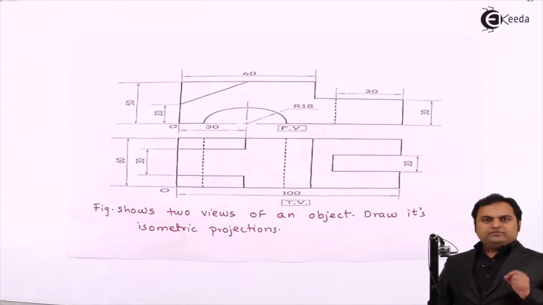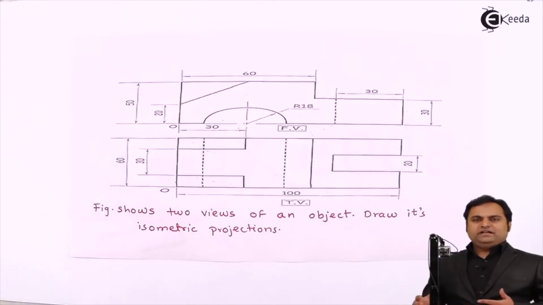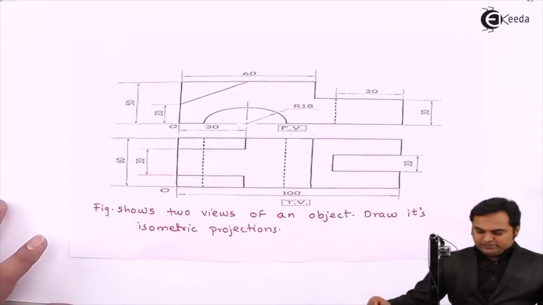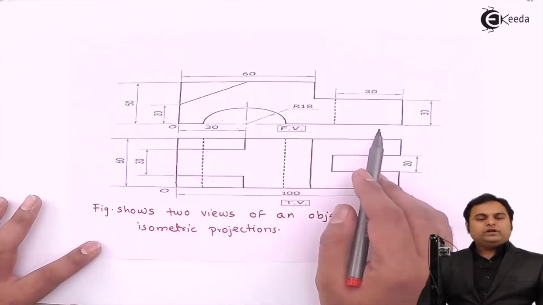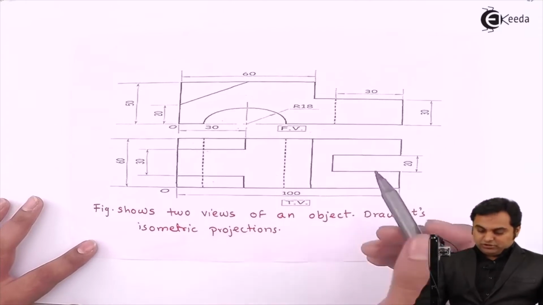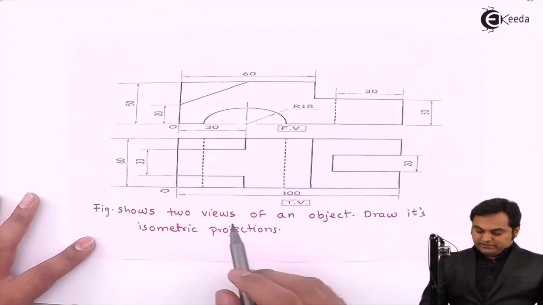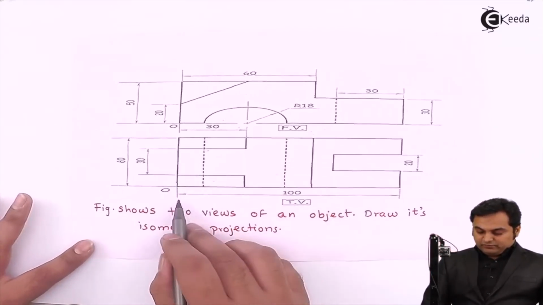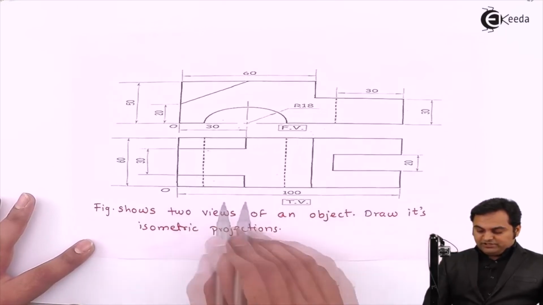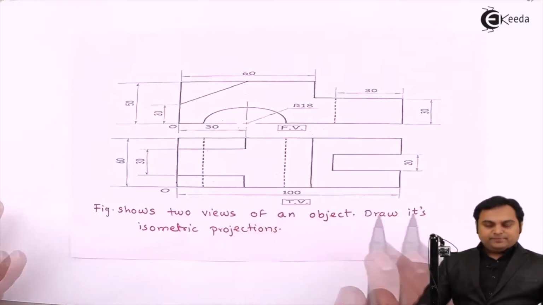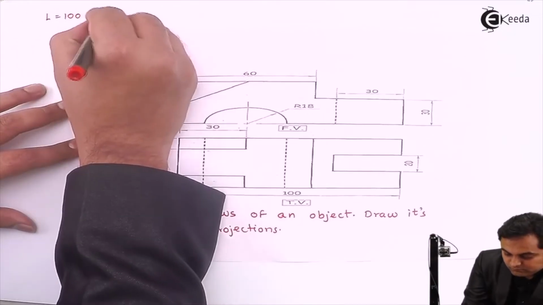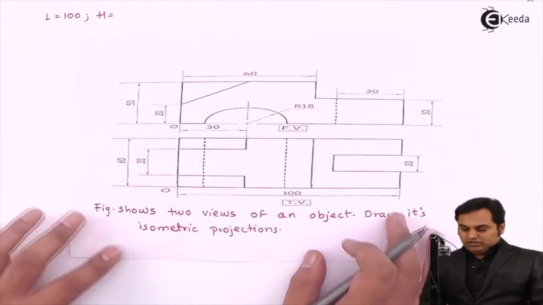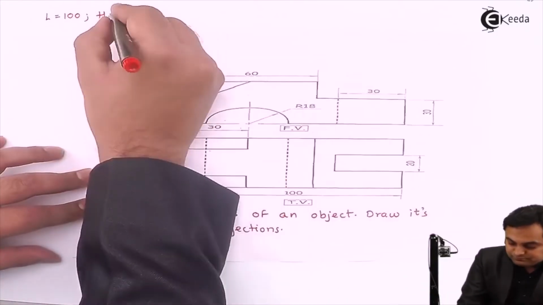So here the first thing we have to do is mention the total length, height and width. Let us see how it would be done. Now in the front view we are going to see the length and height of the object. The length is clearly visible from the top view as well. So the total length is 100 mm. I'll write it down. Then the total height is 50 mm.